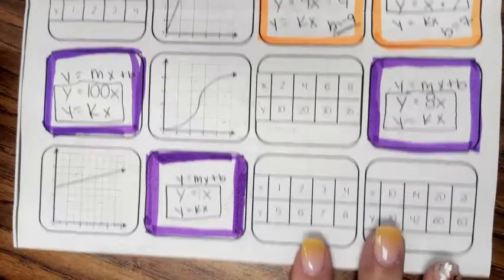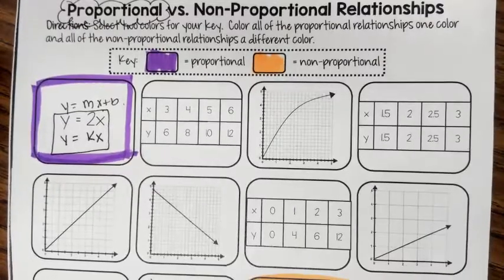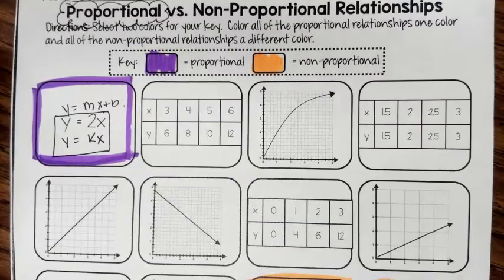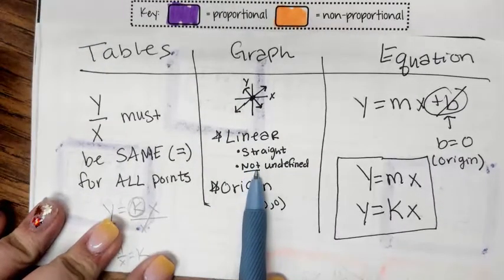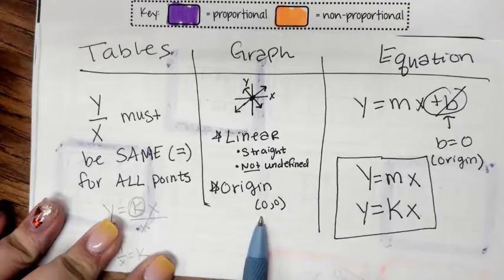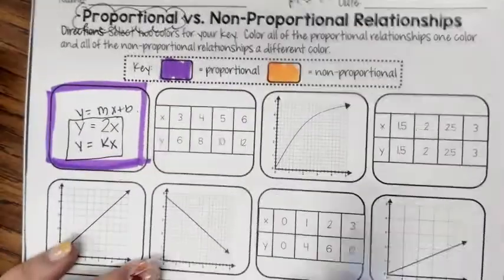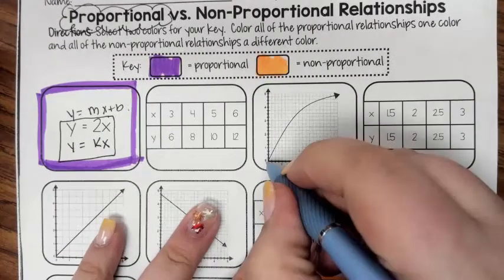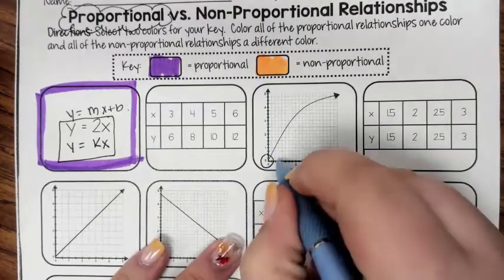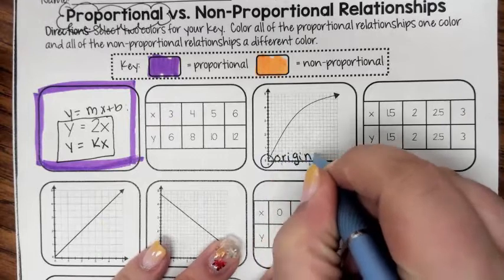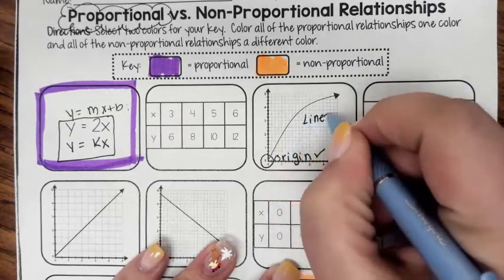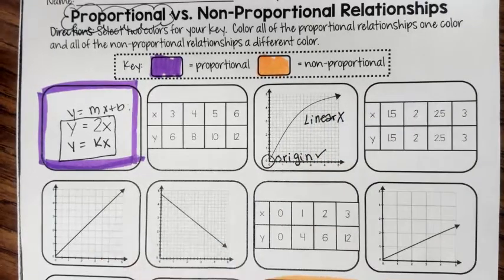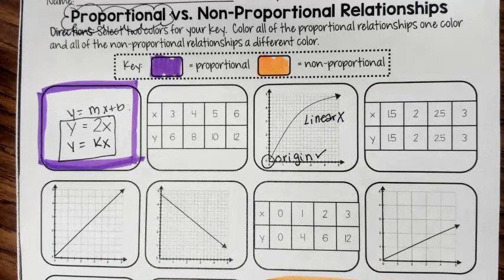Okay, that is all of the equations on this page. Now let's take a look at the graphs. Remember, on a graph, to be proportional, we have a linear, so a straight line that's not undefined, and it must go through the origin. Looking at this graph, I see this does go through the origin. However, this curves, which means it is not linear. Because one of those answers is no, this is non-proportional.